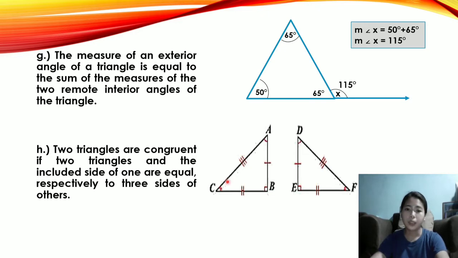So we can say that this is the angle. We have angle A and we have angle B, so this is the included side. And also we have angle B and angle E, so this is the included side. So we can say that these two triangles are congruent.